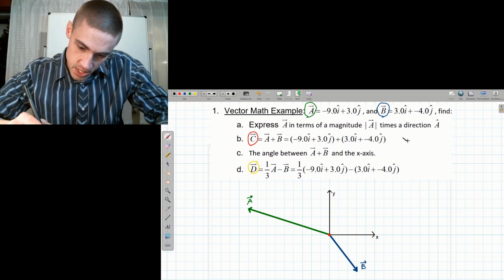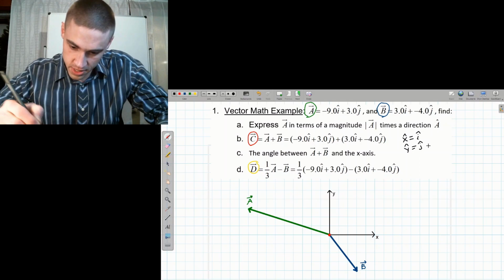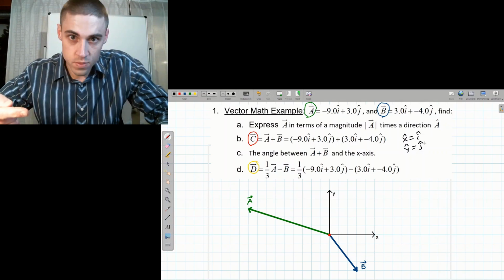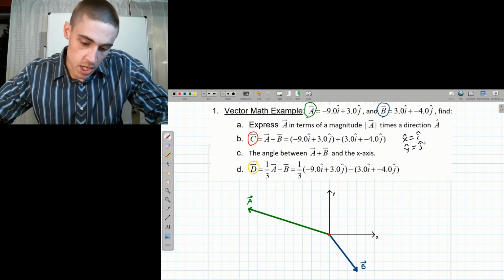me write x hat instead of i hat and y hat instead of j hat. Just know that they're both the same thing. You can use either of these definitions. It doesn't matter to me. The length is always 1 of every unit vector, so in the case of i and j unit vectors, they point along the x and y axis, and they're usually used to define the components of these other vectors. So let's do the first one.